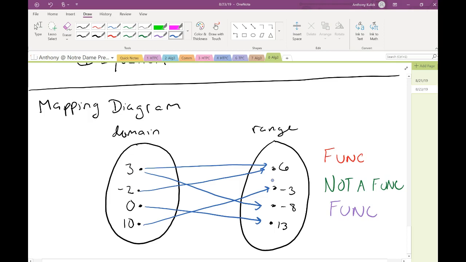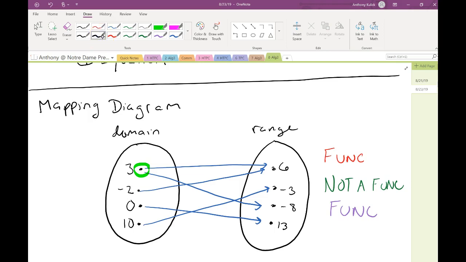How about this one? Is this a function? No. What's the problem with this one? Perfect. 3 is going to 2 places, right? Because 3 is paired with both 6 and -8, that's the problem. So again, when we're looking at whether something's a function or not, we only need to look at the domain or the x's. And if the x's are used more than once, not a function. If the y's or the range are used more than once, no big deal. That doesn't matter. Okay?